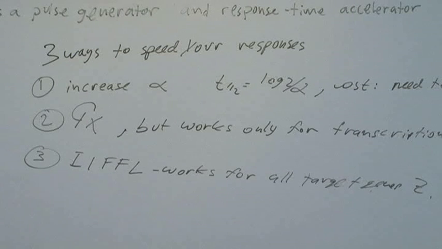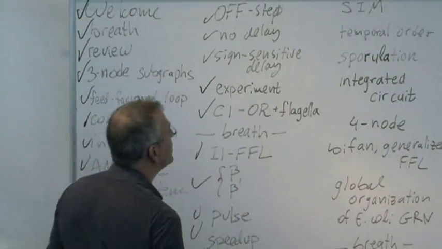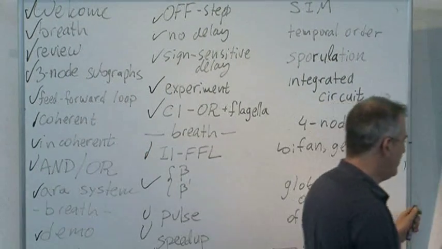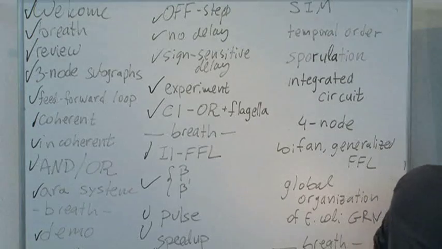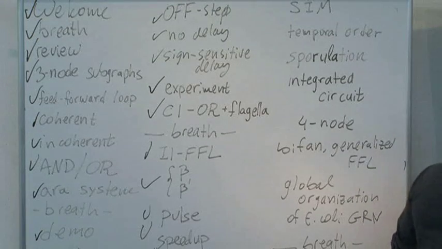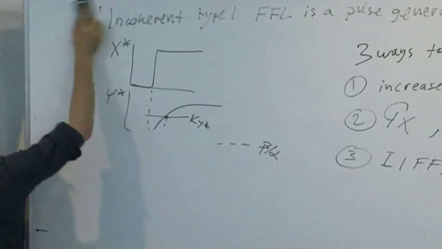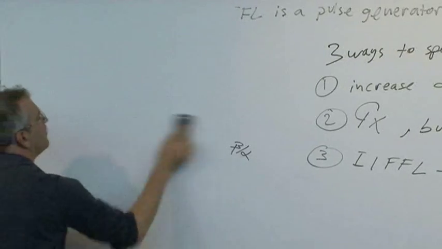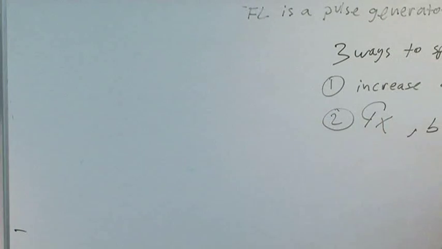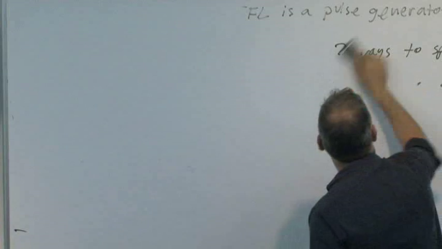Yeah, okay, great. So, incoherent: pulse, speed up, the 3 ways. We're making very excellent progress. We're going to finish all the network motifs in E. coli. You're going to know how to calculate the dynamics of anything you want in E. coli.